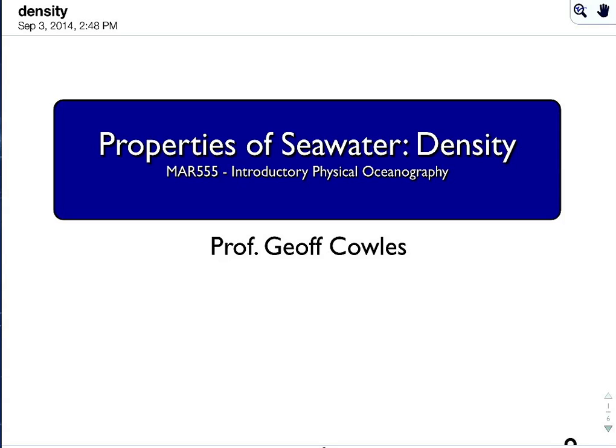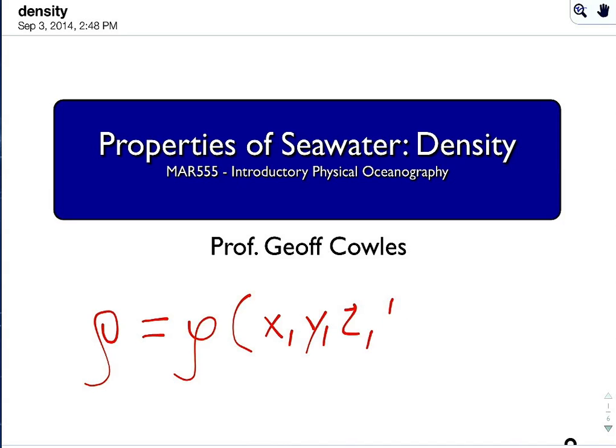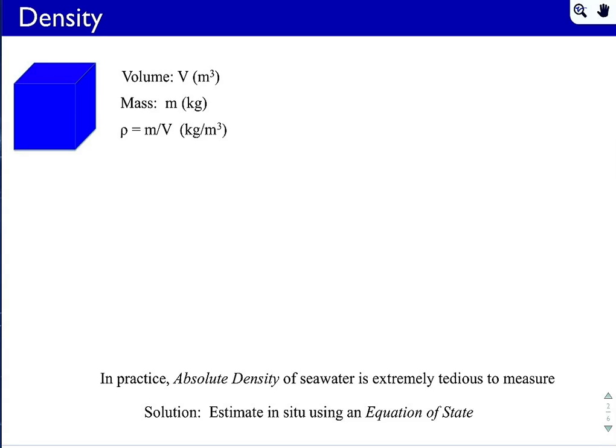The density of seawater is another important scalar property, usually denoted by the Greek letter rho. And it's a function of space, x, y, z, and time in general. Now what is the density? What is density of anything? Density is the mass in a given volume, or the mass per volume.